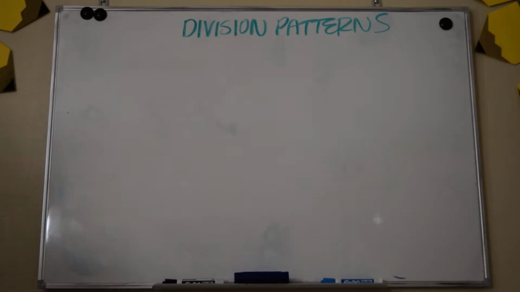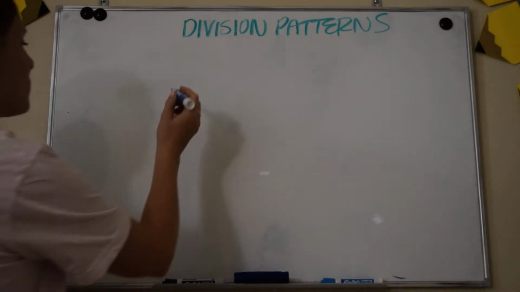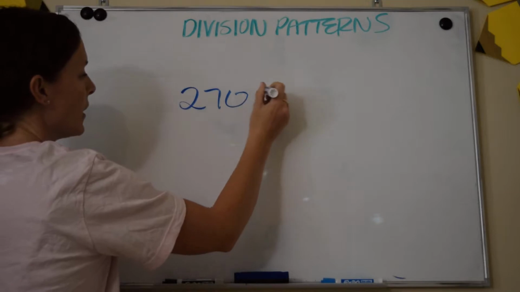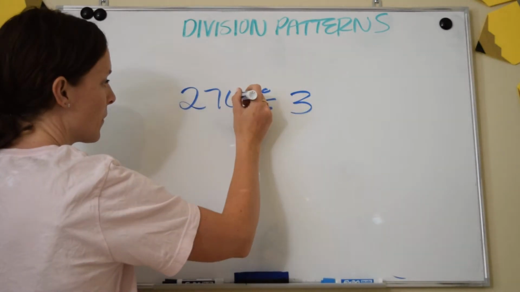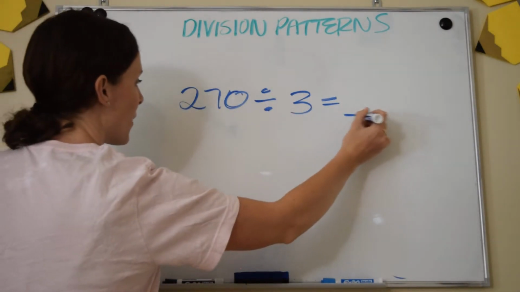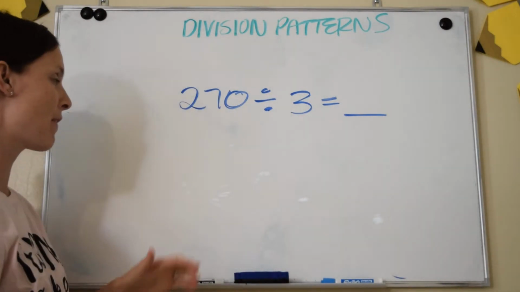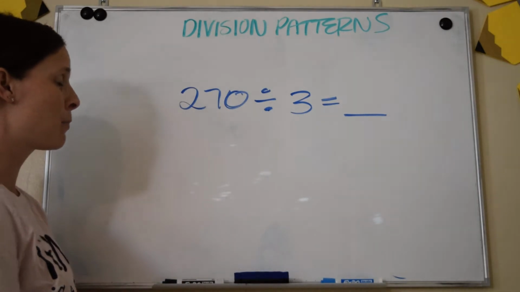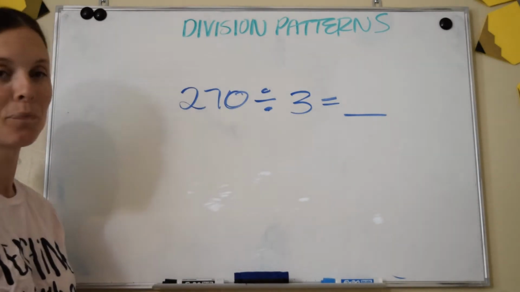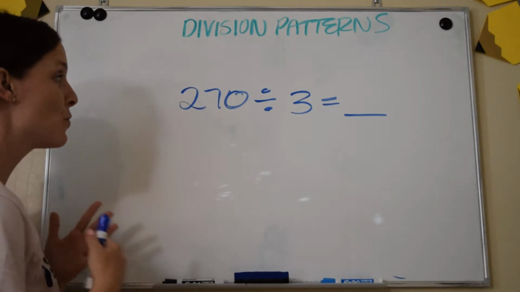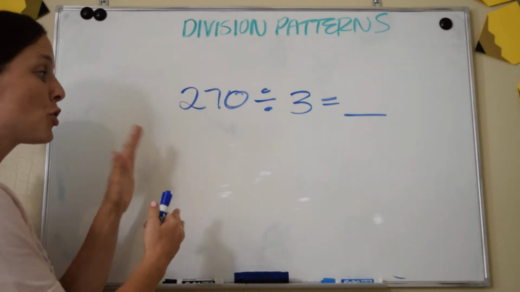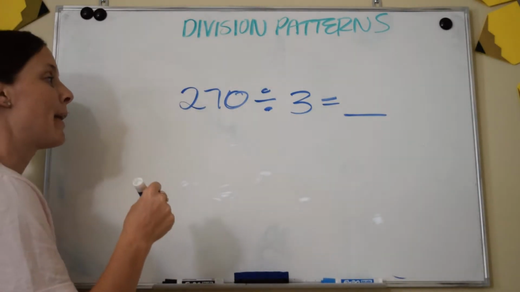Let's say that on your paper you have the following problem. 270 divided by 3. You might think, okay, seriously, that's a really big number. I don't know math facts that go all the way up to 270. Well, there is a way that you can use a pattern. I'm going to show you, and then we'll explain.